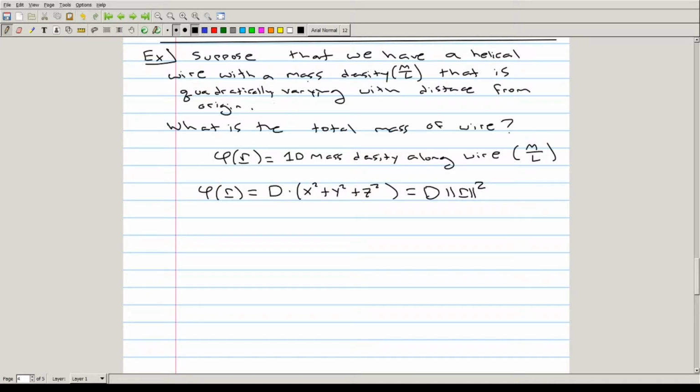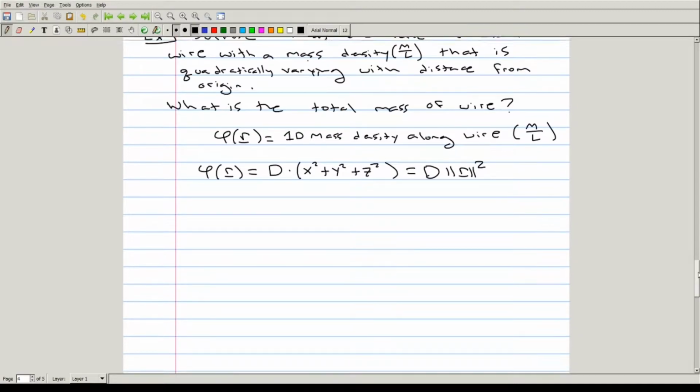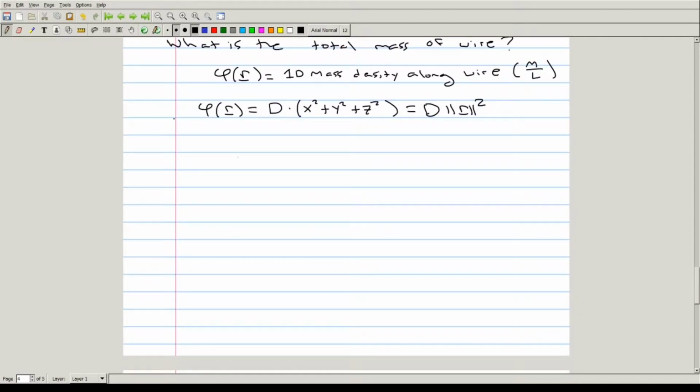So this gives us exactly what was asked in the question. Specifically, we're asked for a mass density that's quadratically varying with distance from the origin. What is the mass of the helix? So this is our density function for this problem. And then the curve that we want to parameterize here is the helix. We'll make this simple on ourselves. We'll just consider a helix. We won't consider the rate of rotation. It is general enough for our purposes.